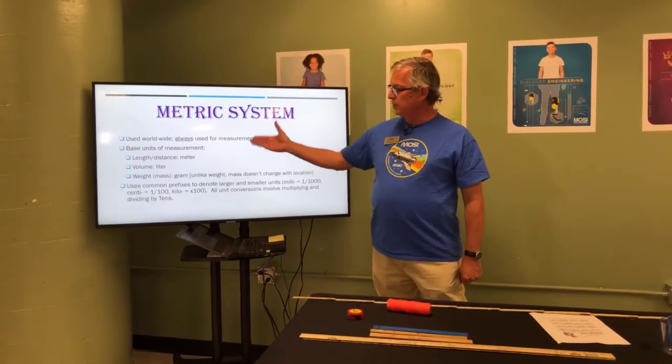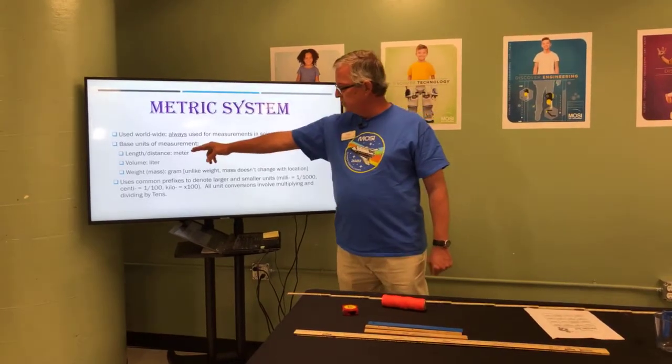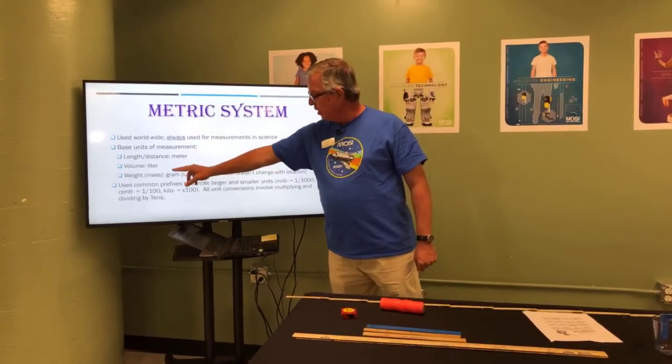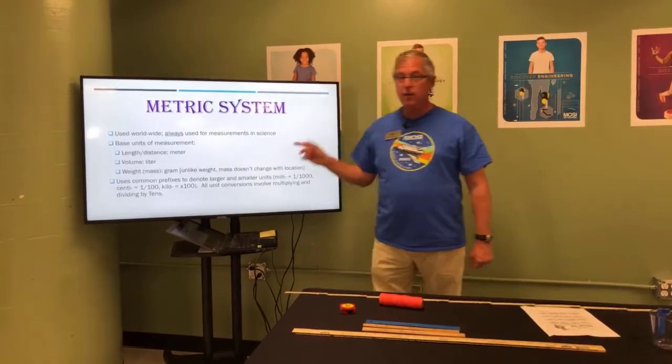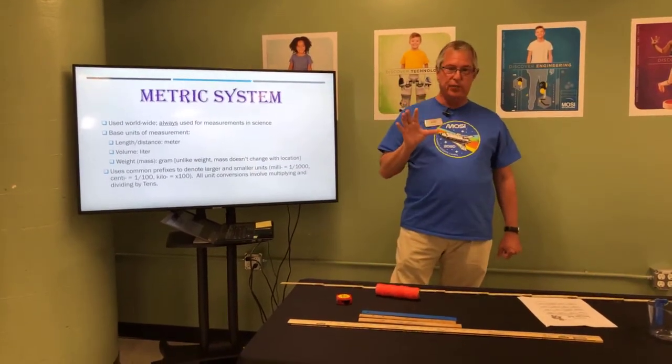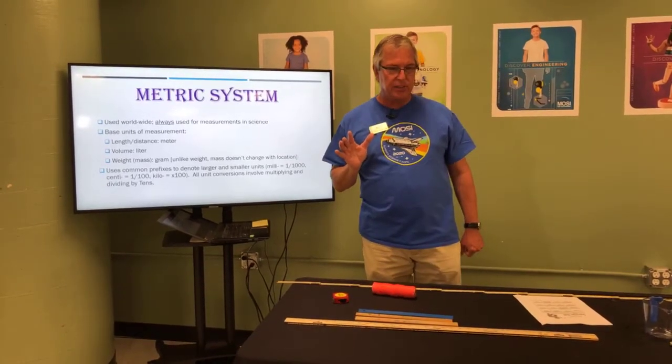Now, metric system, as I already mentioned, has certain base units that we use. Length and distances in meters, volumes in liters. Weight, which we call mass in the metric system, is in grams. Now, weight is actually a different thing from mass. Your teacher in school will tell you all about this.